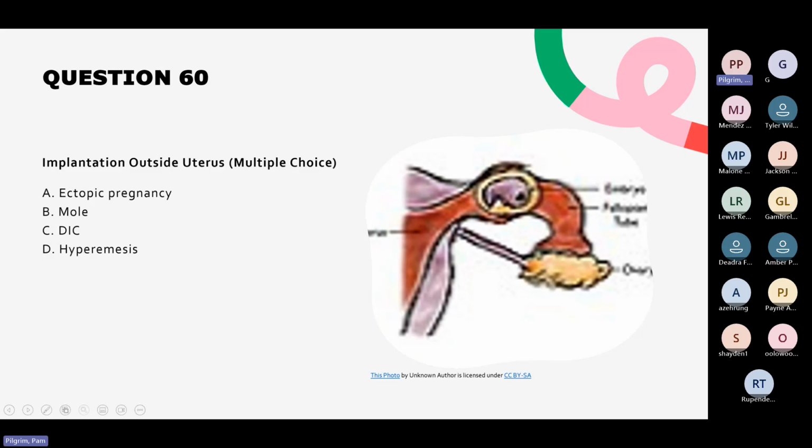Implantation outside the uterus. If you have a pregnancy that's implanted outside the uterus, what is that? The answer is A, ectopic pregnancy.